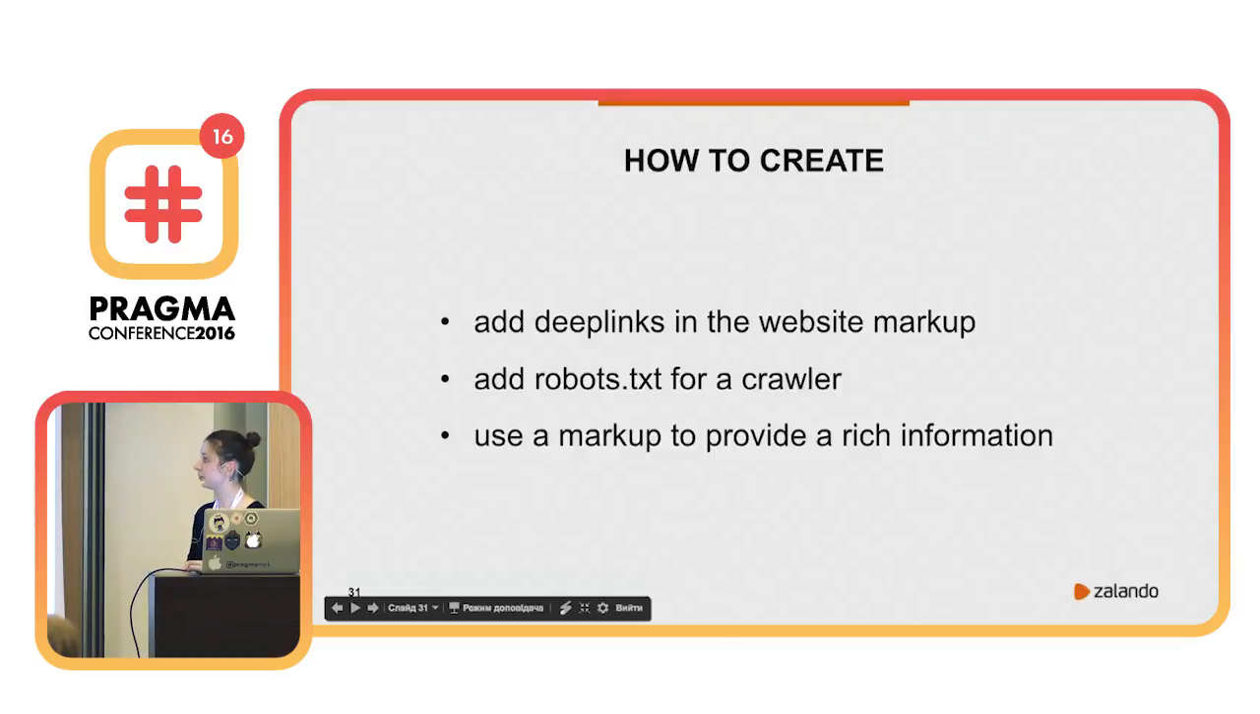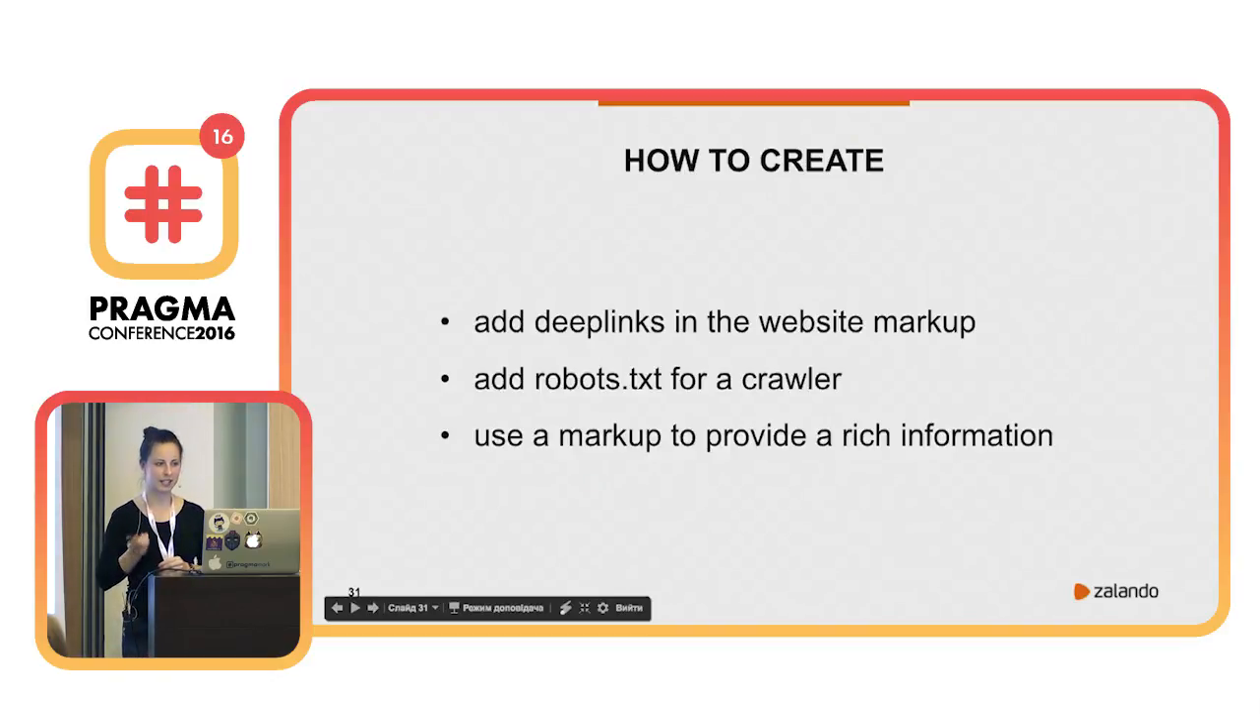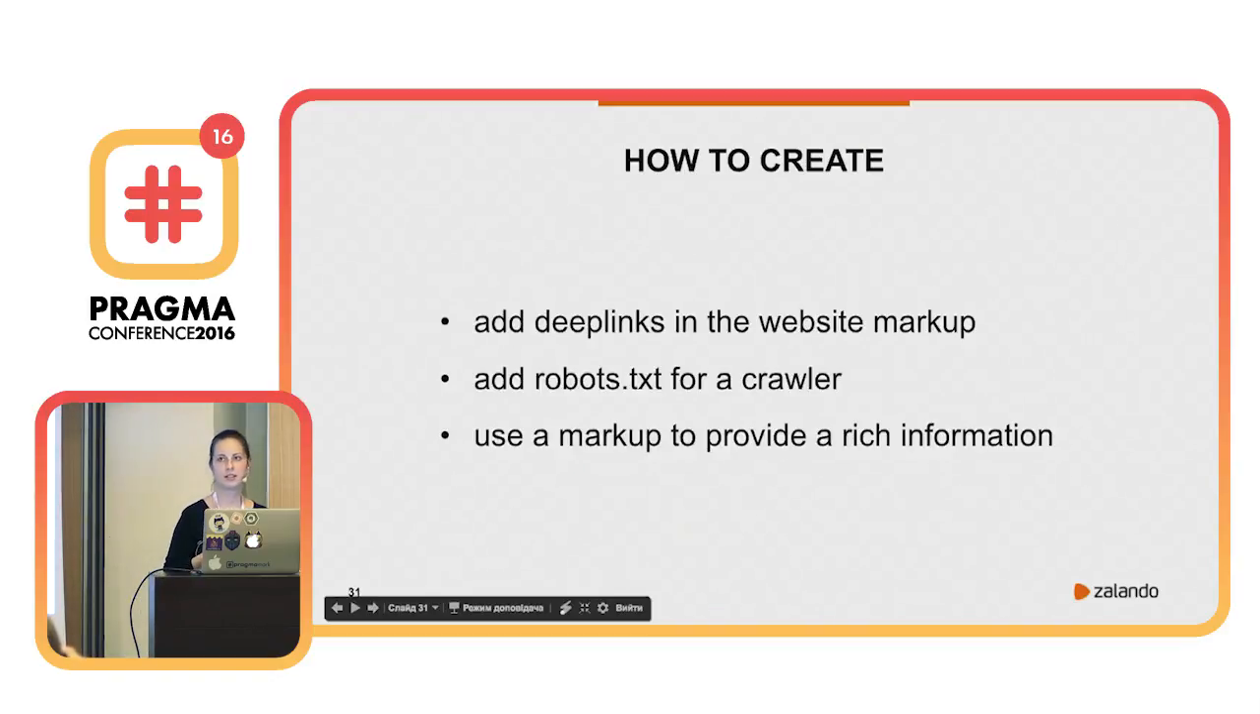So how to create it? We need to add deep links to our website that are responsible for going to our application pages. Then you need to add robots.txt. It's a specific TXT file that is useful for the crawler, so that the crawler knows that it needs to index these pages. And you need to use markup in your web pages to provide the user a nice visualization of the results that you will get later on. Wherever you search, in Spotlight or in Safari, you will see a nice image, description, title, and so on.